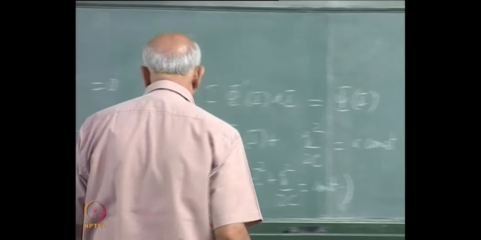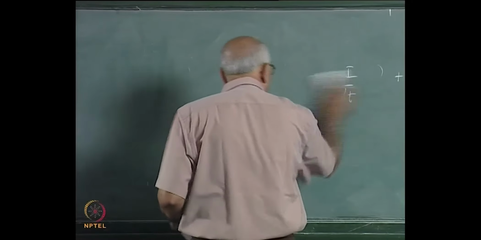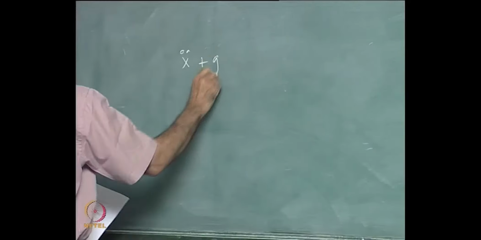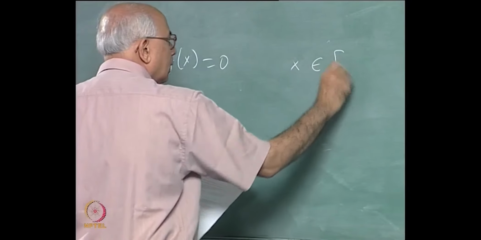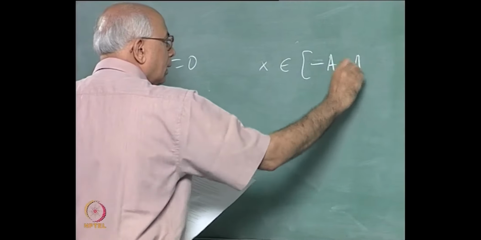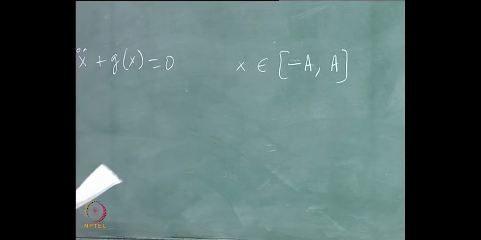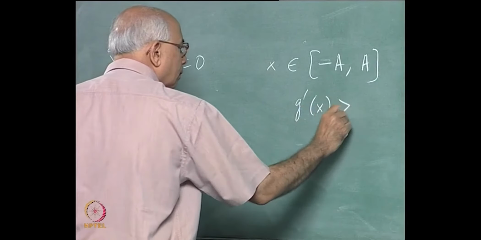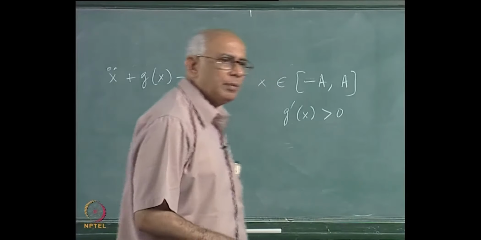Similarly, the next problem also says you have x dot equals y, and you are told x is an element of minus a to a, and you are further told a is some positive number, and g of x is a given continuous differentiable odd function with g prime of x greater than 0. It is an odd function, it is continuous. So what can g of x possibly be?